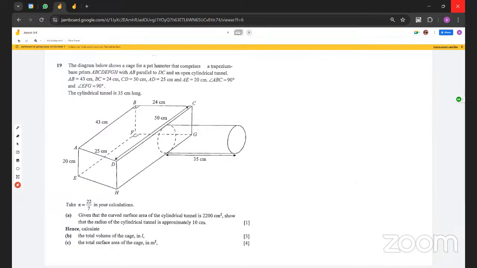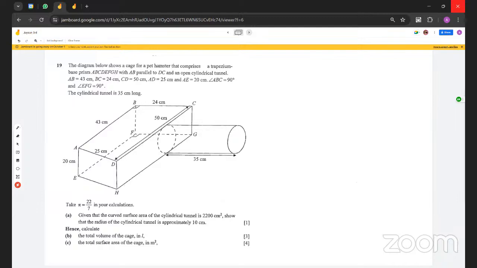So the diagram below shows a cage, right? The cage that comprises the trapezium prism and the tunnel. So the English defines the cage as the trapezium prism and the tunnel. Even though we should think for ourselves, right? A cage doesn't include the tunnel, what? But the question defines the cage as the tunnel also.